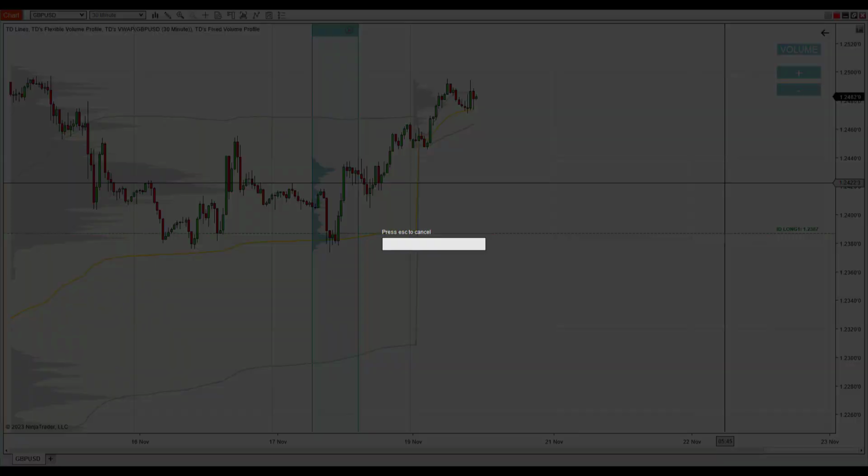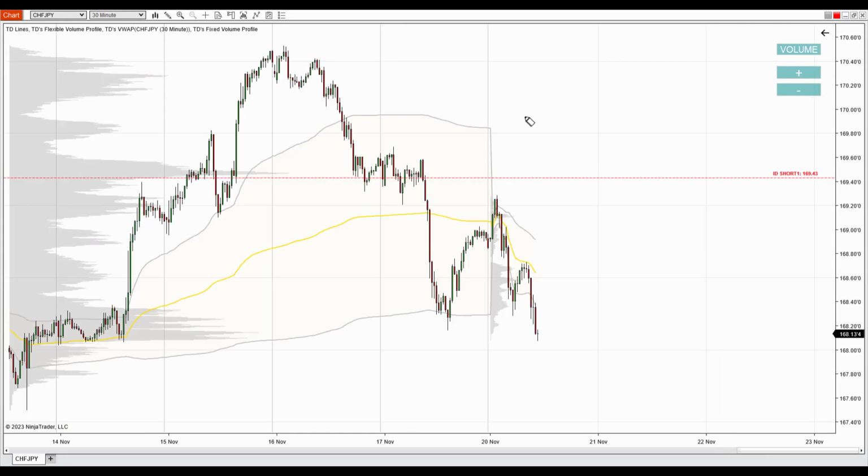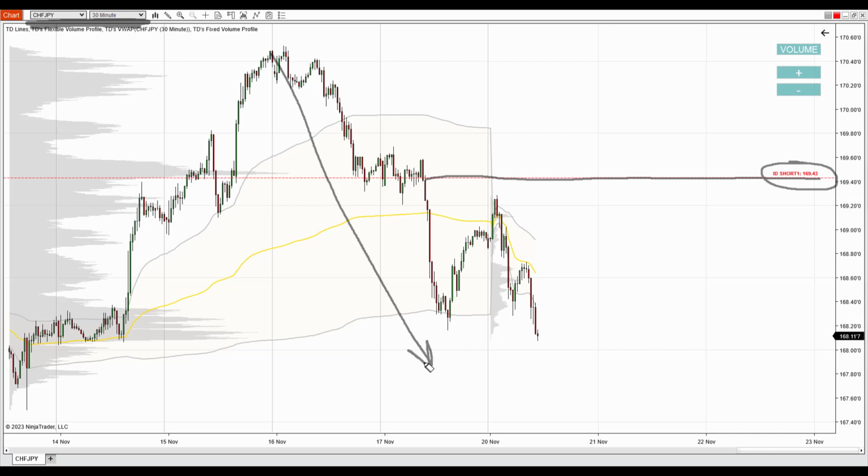It will be the Swiss franc, the Japanese yen. And in here, we are also looking at the 30-minute time frame. And I want to talk about this resistance, which is at 169.33. And this resistance is based on a volume profile setup, which you trade when there's a trend, like this one. And the setup is called the trend setup.